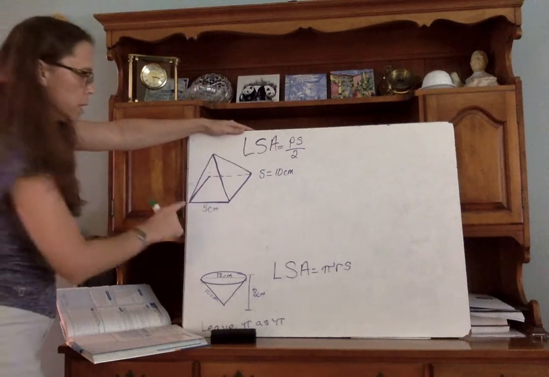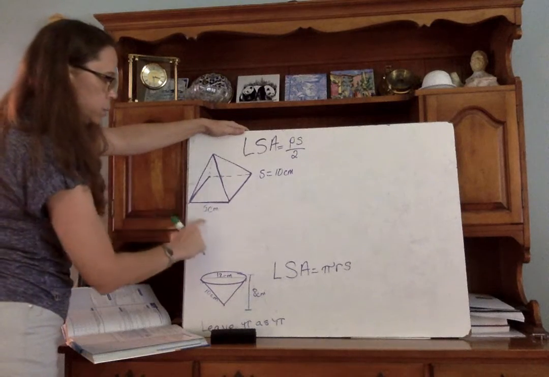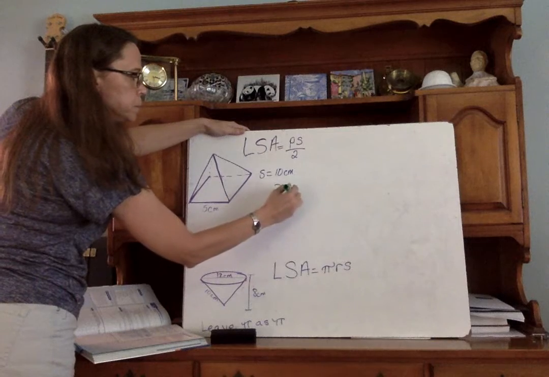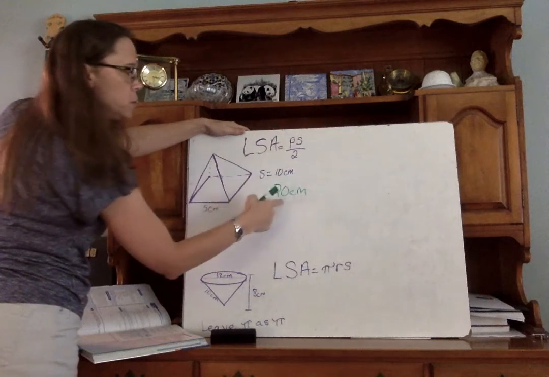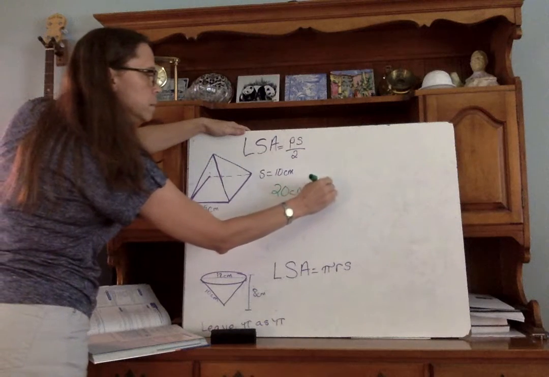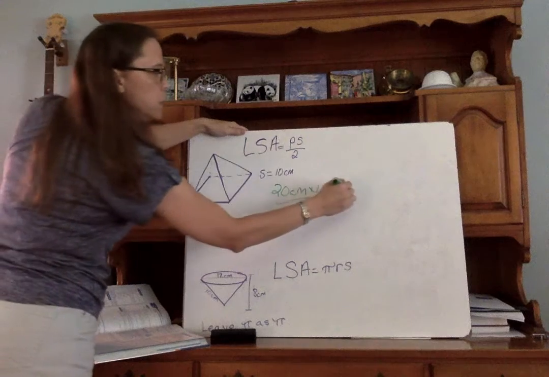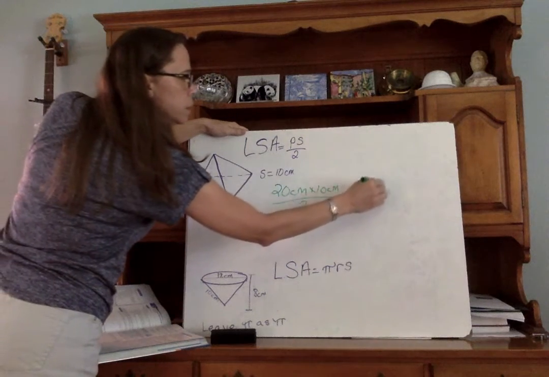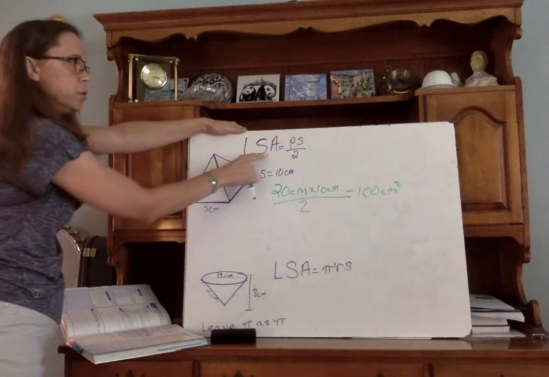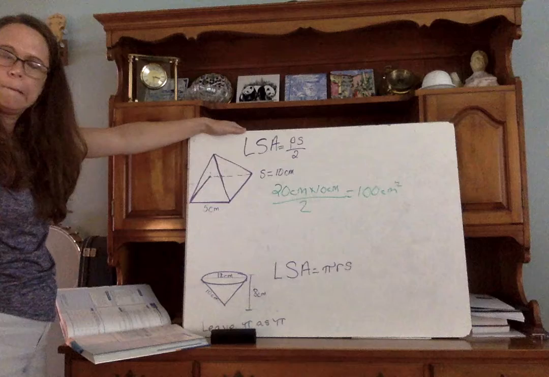Perimeter of the base. I've told you this is a square base, so the perimeter of that base would be 5 times 4, 20 centimeters, right? Perimeter of the base, 20 centimeters. Slant height is 10. Divide by 2. 20 times 10 is 200. Divide by 2. 100 centimeters square is our lateral surface area. Remember, that's just the sides. It doesn't account for the area of the base.